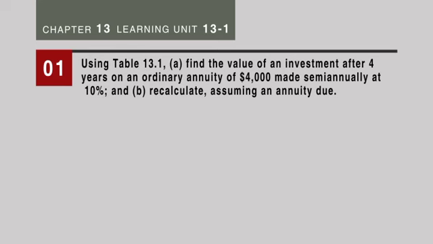Well, an ordinary annuity, you're putting money in at the end of a period. Annuity due, you're putting money in at the beginning of the period. So let's do this step by step.